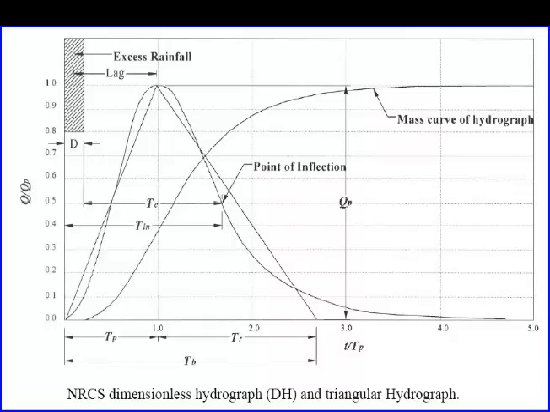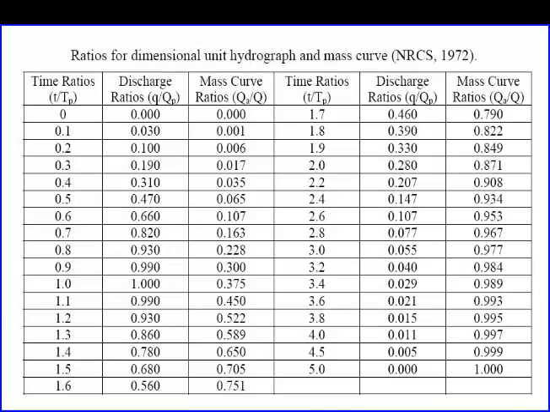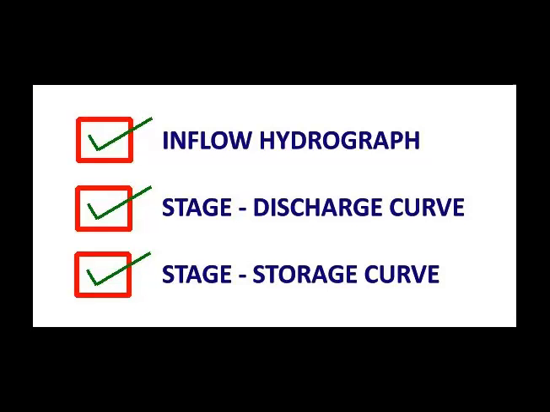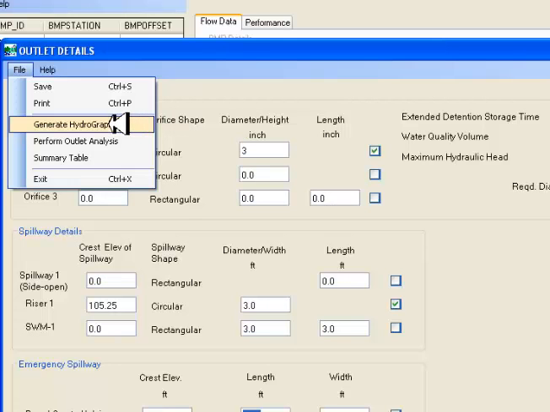In an event-based model such as the NRCS method, the rainfall hyetograph for the design rainfall event is based on the CN method, and the application of the NRCS 24-hour rainfall distribution is well documented. Now that I have the inflow hydrograph, the stage discharge curve, and the stage storage curve, I go to the top menu bar and click on File, Generate Hydrographs.